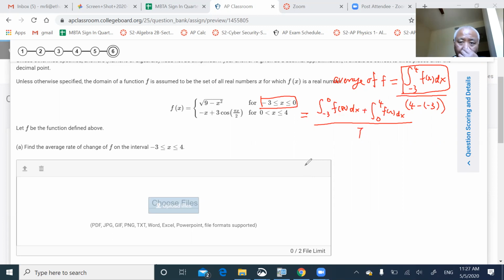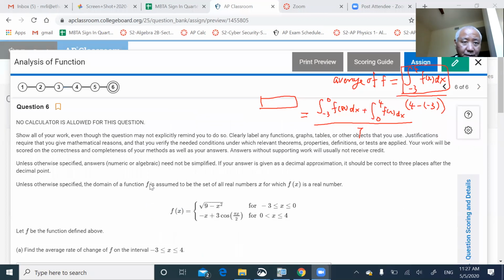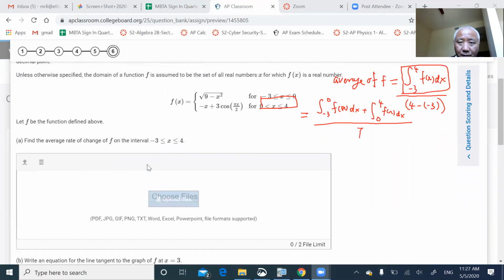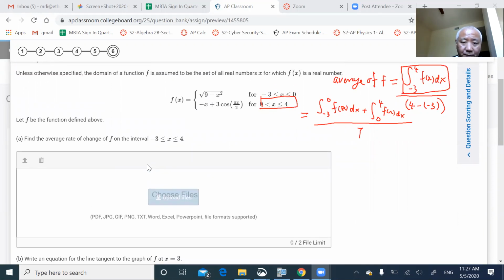So what we can do is find this one. And does this question belong to calculator or not calculator? This one is calculator? Okay, whatever. We can do it by hand here. We'll do it by hand to get an accurate answer. So we do this part first. All right. So we put this one as I1 and this one as I2. Okay, I do I1 first.